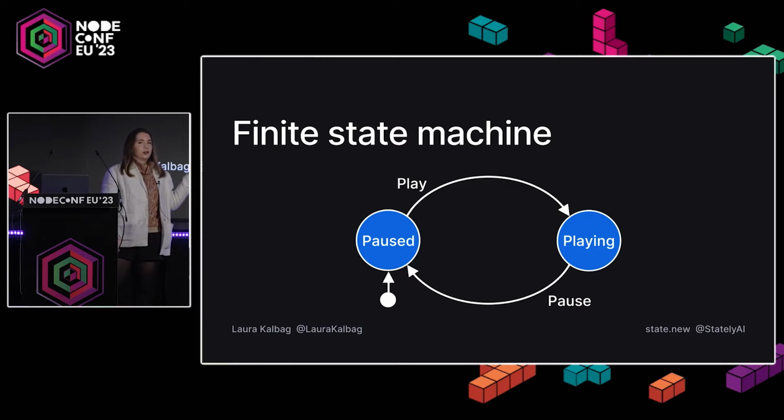So the idea behind a finite state machine is that it's a visual representation. You have paused as a state, playing as a state, and then with input, you can transition from one state to the other. So with the play event, we can transition from the paused state to the playing state, and then if we have a pause event, we can transition from the playing state back to the paused state.